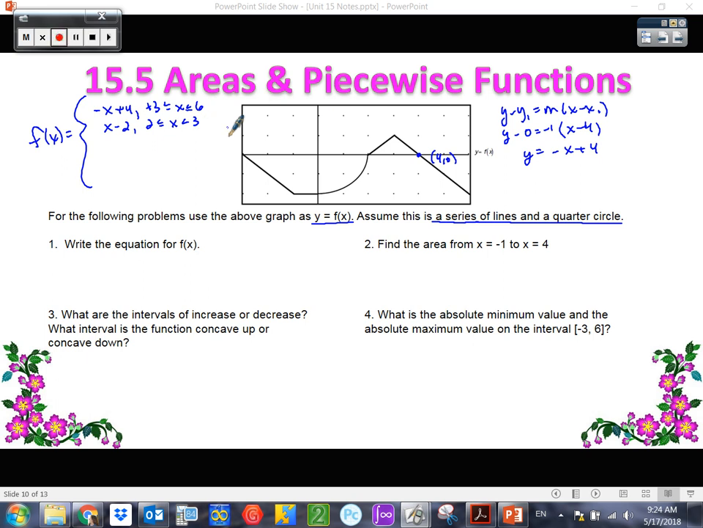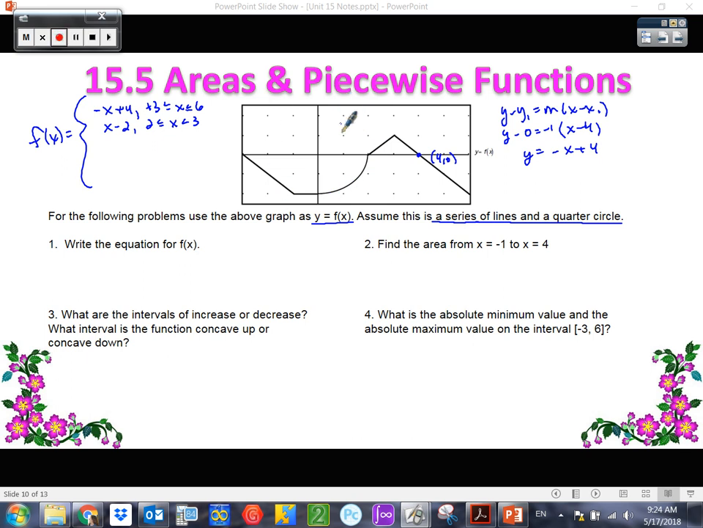Then this part right here is a quarter circle. Now that one's a little bit more challenging, but it's not too bad. Let's walk through how we would find the equation for this quarter circle. Let's envision what it would look like if it were a full circle. It would just come up and come around, right?